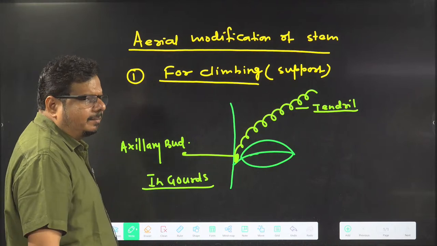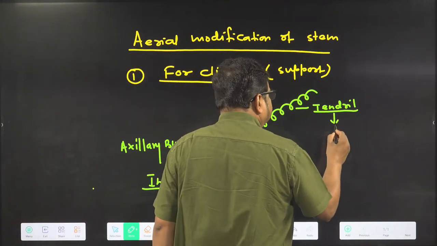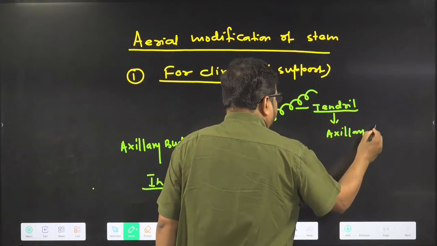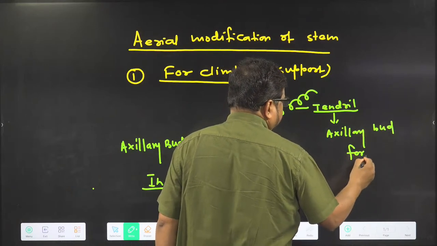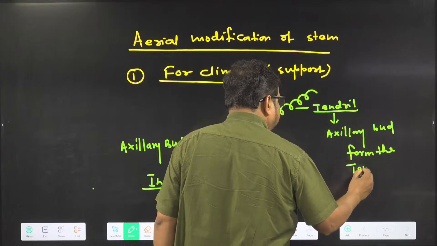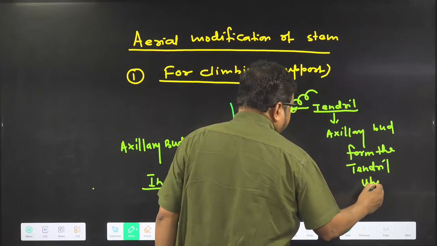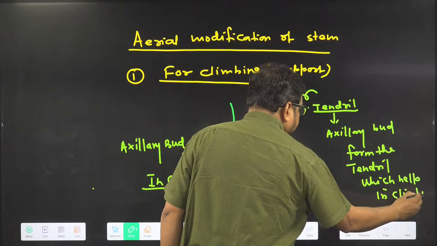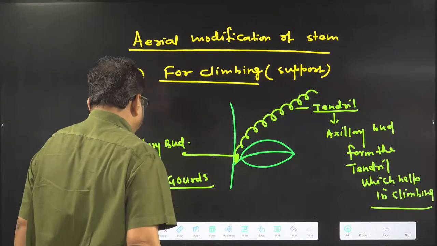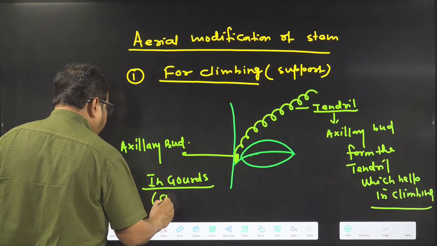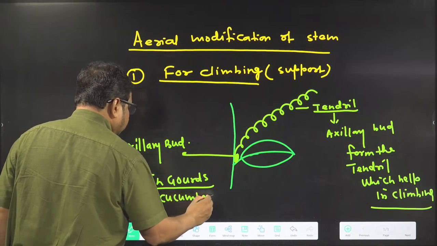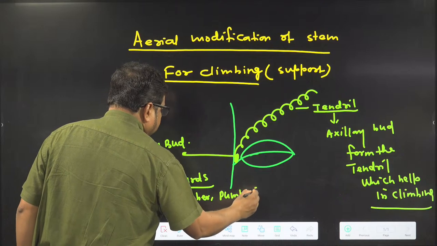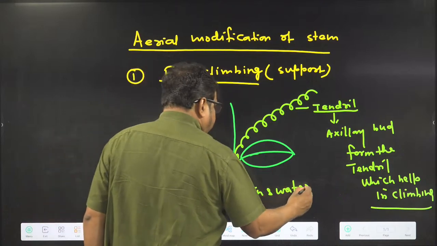Understanding the idea or not? Clear in the mind? So this tendril is what basically? It is derived from which one? Axillary bud. Axillary bud forms the tendril, which helps in climbing. Is it clear in the mind or not? So in gourds, as I told, it includes which one? Cucumber, pumpkin, and watermelon.